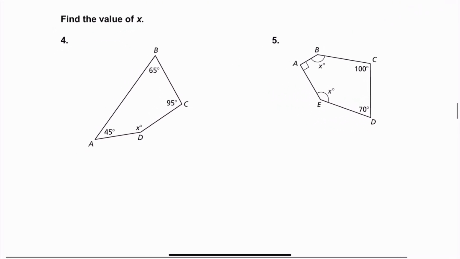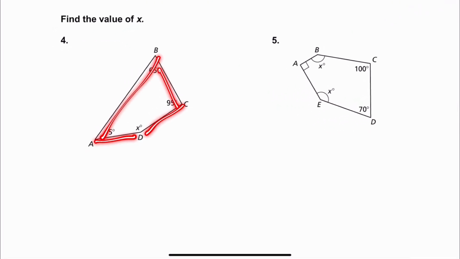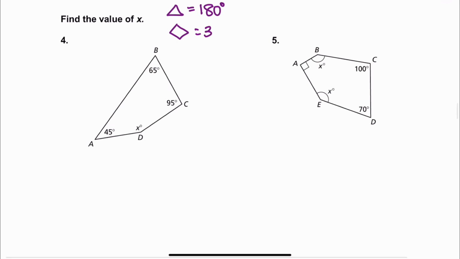Okay, so this one, number 4, this has 1, 2, 3, 4 sides. So if I were to draw lines to all of the vertices, there would be 2 triangles. 2 times 180 is 360. So this is one I want you to just know. Every triangle has 180 degrees, and every quadrilateral, 4-sided shape, is always going to have 360 degrees. We're going to need to know that in the future, so let's keep those 2 in mind, but we can figure them out pretty easily.